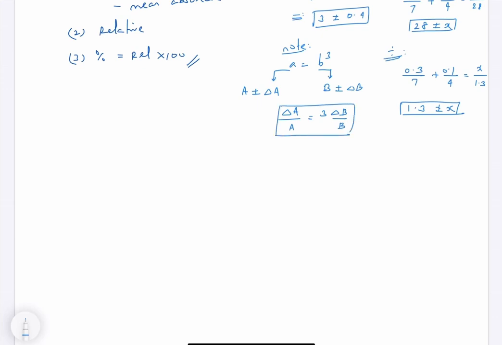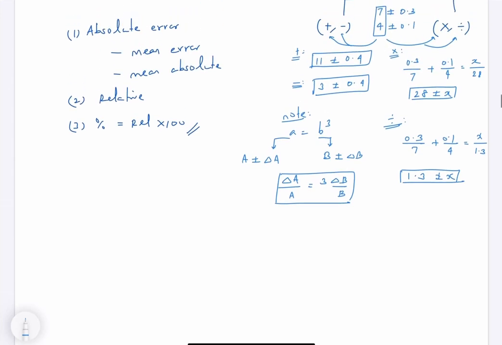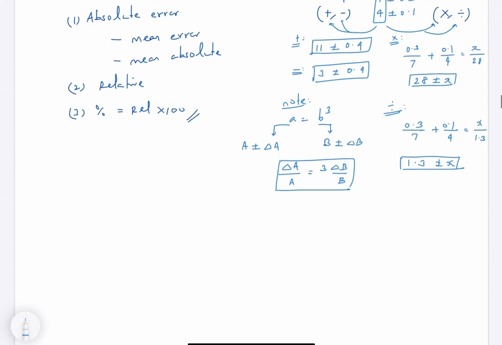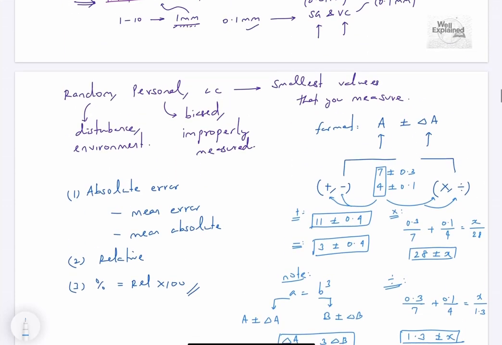And for percentage, just multiply by 100 on both sides, and you'll get the percentage. This is also very important. This also comes in a lot of MCQs and even some questions. But now I never told you how this format actually came in. Now let me tell you that.